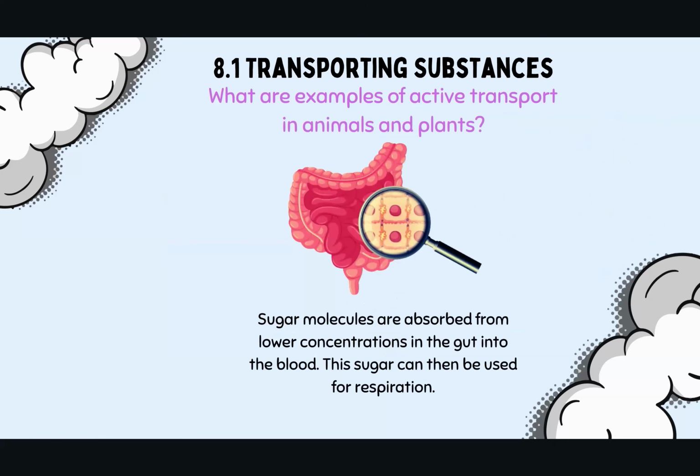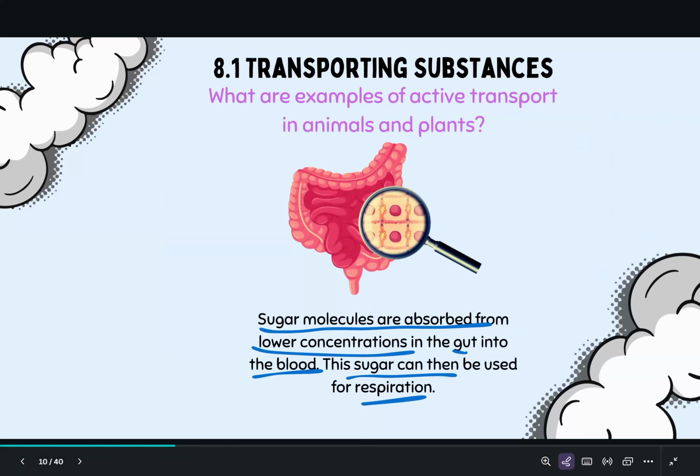Another place where active transport needs to happen is sugar molecules are absorbed from the lower concentration in the gut into the blood. So this sugar can then be used for respiration.